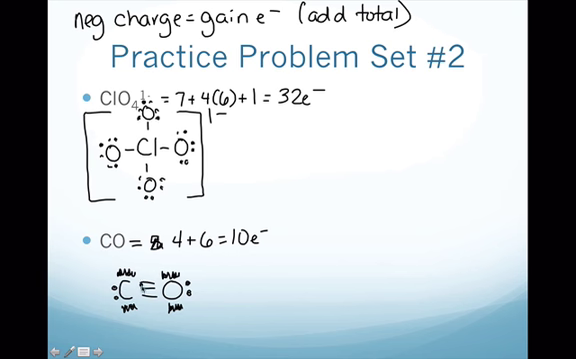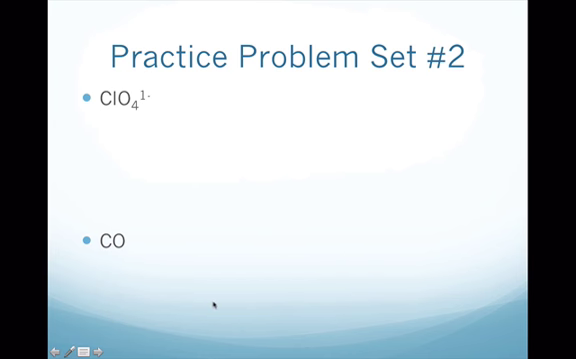Everybody still has 8 because remember they're sharing the 6 in the middle here. They each have 1 lone pair. So this is the correct structure. If we cleaned that up a little bit, it would look like this. So there's your structure for carbon monoxide.